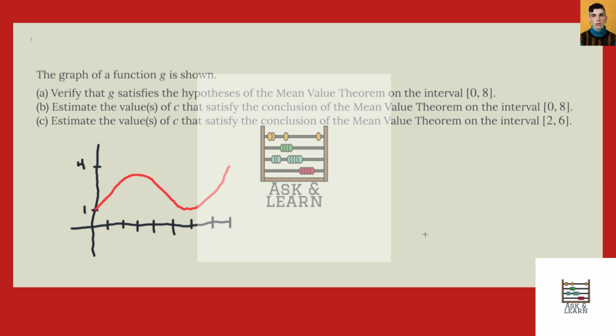So let's begin with some of the conditions that are required for the mean value theorem. There are two big conditions. This function g has to be continuous on the closed interval, on whatever interval it is. In this case, it is 0 to 8. And the second condition is differentiability. It means you can take the derivative at any point on the open interval from 0 to 8.